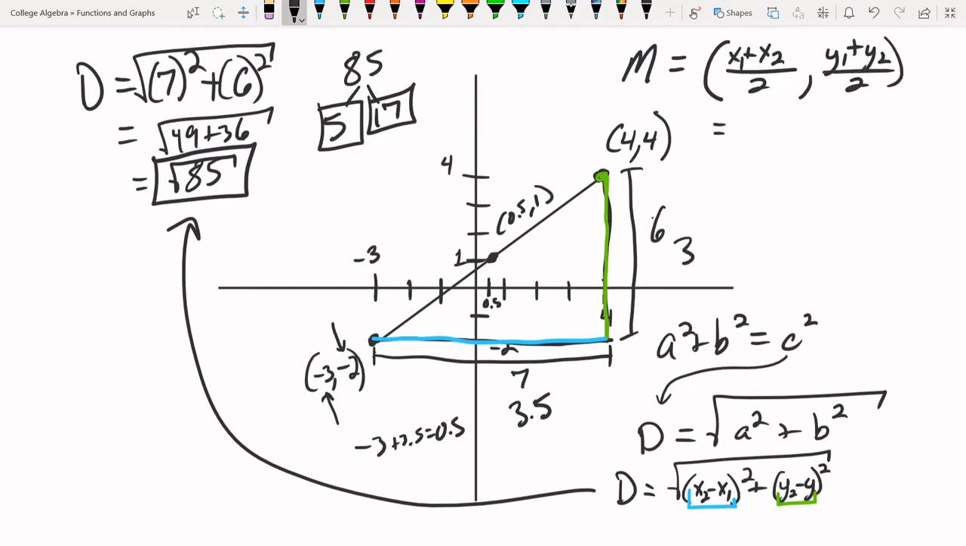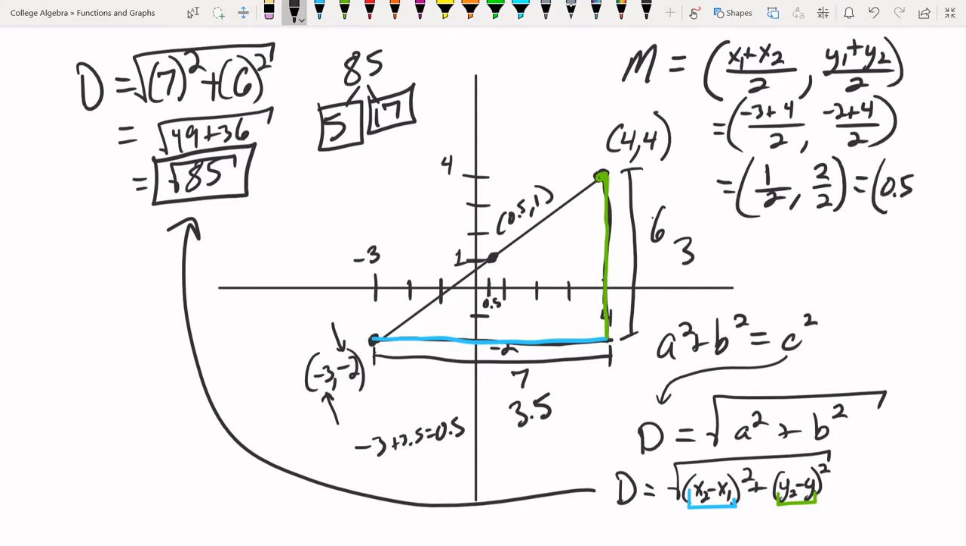And you'll see in our problem we had -3 plus 4 over 2, -2 plus 4 over 2. This gives us just 1 over 2 and 2 over 2, which of course is 0.5, comma 1. So the midpoint formula is quite simple to use. It's just the averages between the x's and the y's. But I wanted to show you the graphical representation and how you can find it that way.